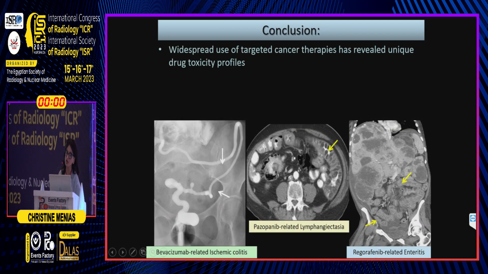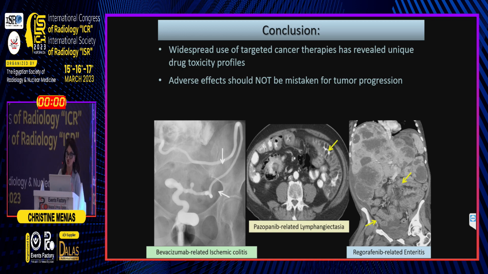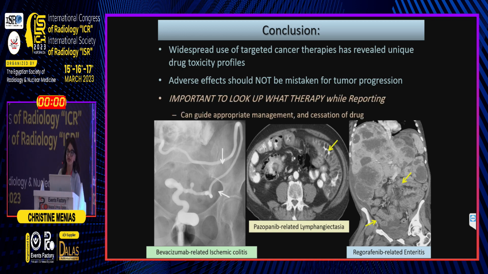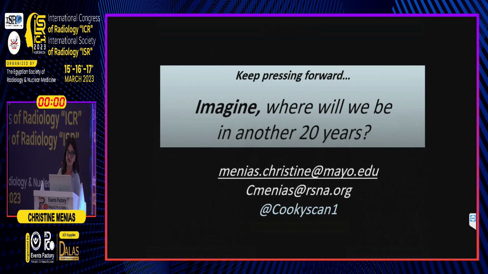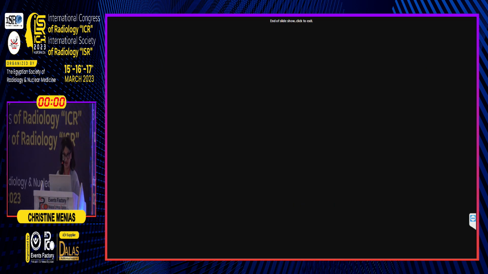So in conclusion, with widespread use of targeted therapies, unique profiles should not be mistaken for tumor progression. Understand what they look like, look up what therapy is on this patient, and keep pressing forward. Imagine where we're going to be 20 years from now. It's only going to continue to progress. And I'm sorry I went over.